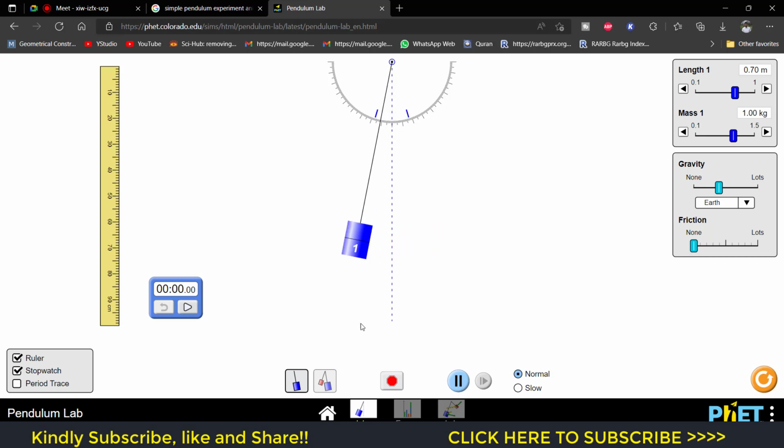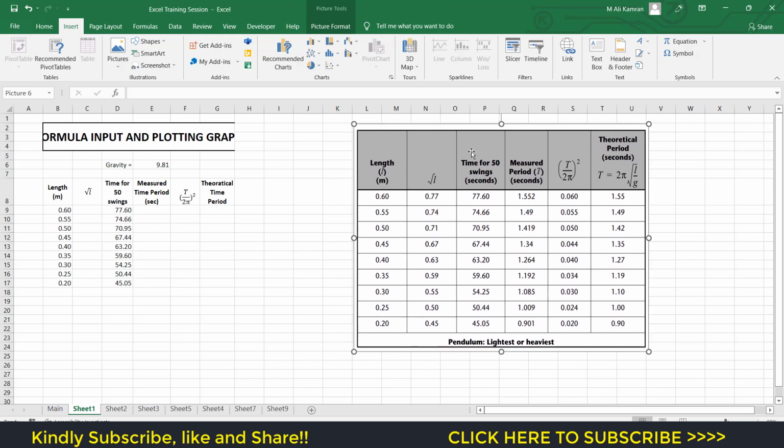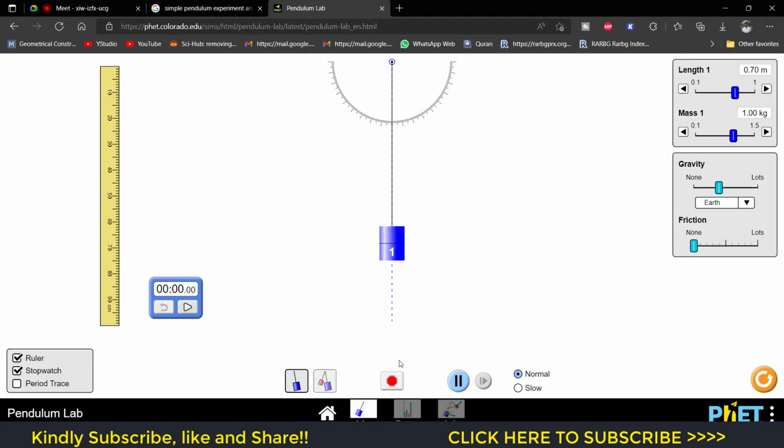So let's say that we have some data. Let's say we have performed that experiment, and for a cord length of 0.6 meter, we have recorded the time for 50 swings, right? So for 50 swings, we got, let's say, 77.60 seconds. Similarly, then we reduced the length of the cord. Similarly, we can reduce the length of the cord in this experiment as well. So if we decrease the length, again we will record the time for 50 oscillations.